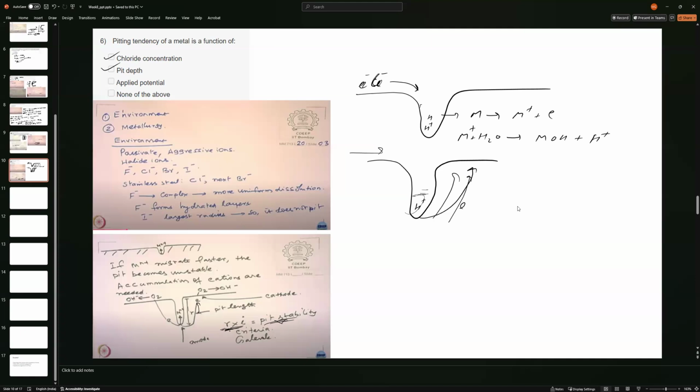Okay, applied potential. Here you need to see your Evans diagram. As you apply different potentials, you're moving closer to the pit value. If you apply a higher potential, it will move closer to the pit value and become more susceptible to pitting. So applied potential also changes your pitting tendency.